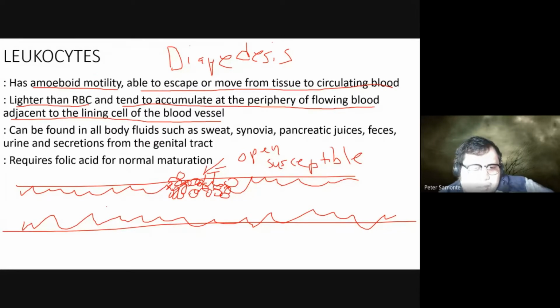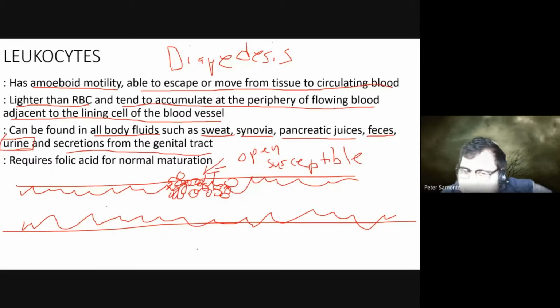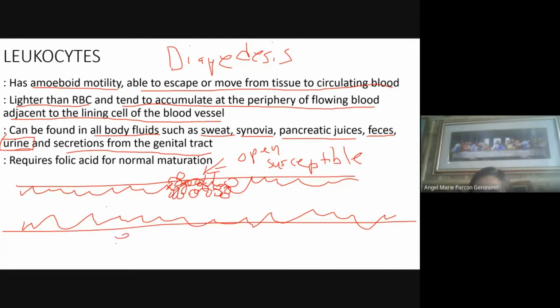Now, they can be found in all body fluids such as your sweat, synovia, pancreatic juices, feces, urine, and secretions from the genital tract. Ms. Geronimo, are you there? What type of WBC can you find commonly in your urine? EO, sir. All right, it's your eosinophils.